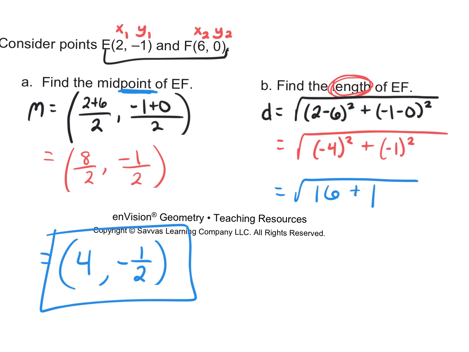1. When you get to this point, should you have any negatives left? No, all negatives should be gone by now. If I add those together, I get 17. Does that come out evenly? No, there's no such thing as a square root of 17. So that can be your answer, or some of you probably put 4.1. I will accept both of those.